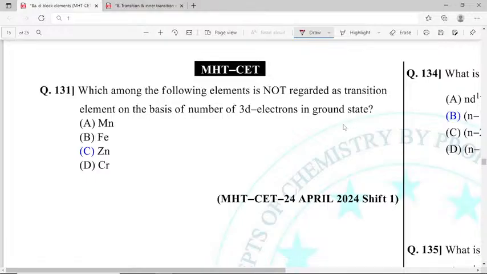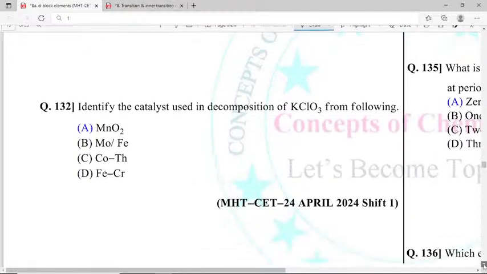Which among the following is not regarded as a transition element in the 3d series? Zinc. Why? Because 3d10 4s2 is a completely filled subshell, so it is not a transition element.